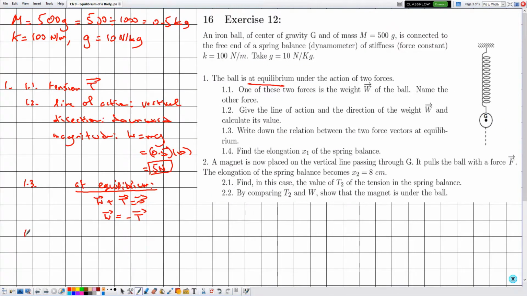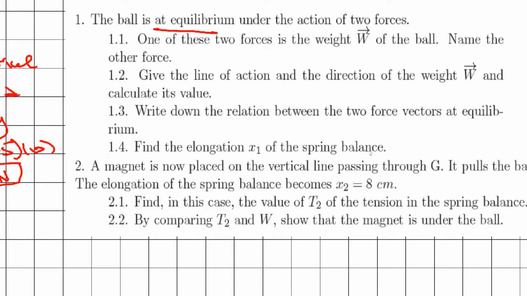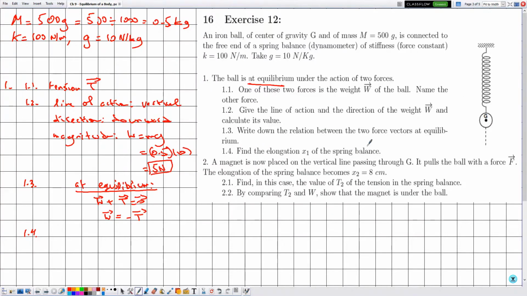Now in 1.4, they are telling us to find the elongation of the spring. We don't have the initial length nor the final length, so the only way to determine the elongation is via Hooke's law. In order to calculate x via Hooke's law, we need to know K and T. T can be determined from W from this equation: weight is equal to minus the tension. So in magnitude, the weight is equal to the tension, but we know that the value of the weight is 5 newtons, then the value of the tension is 5 newtons.